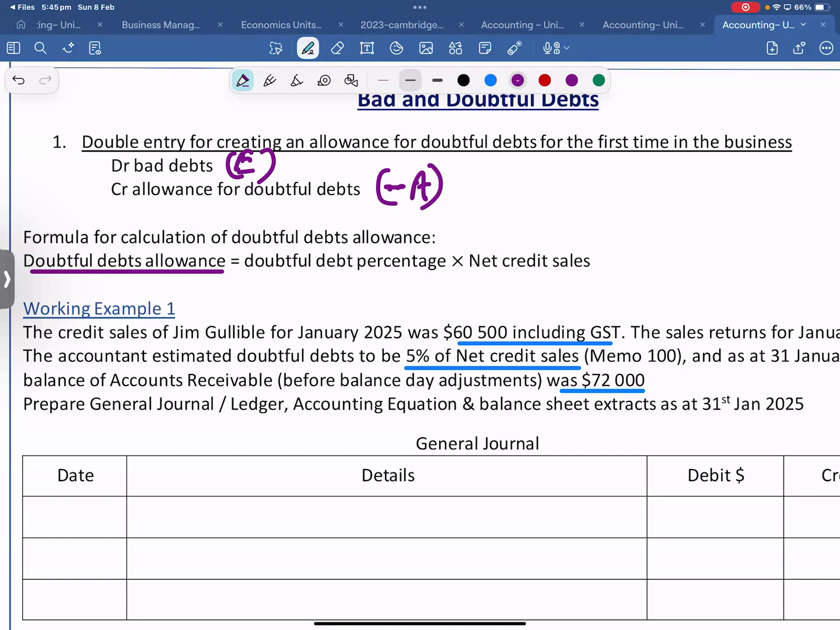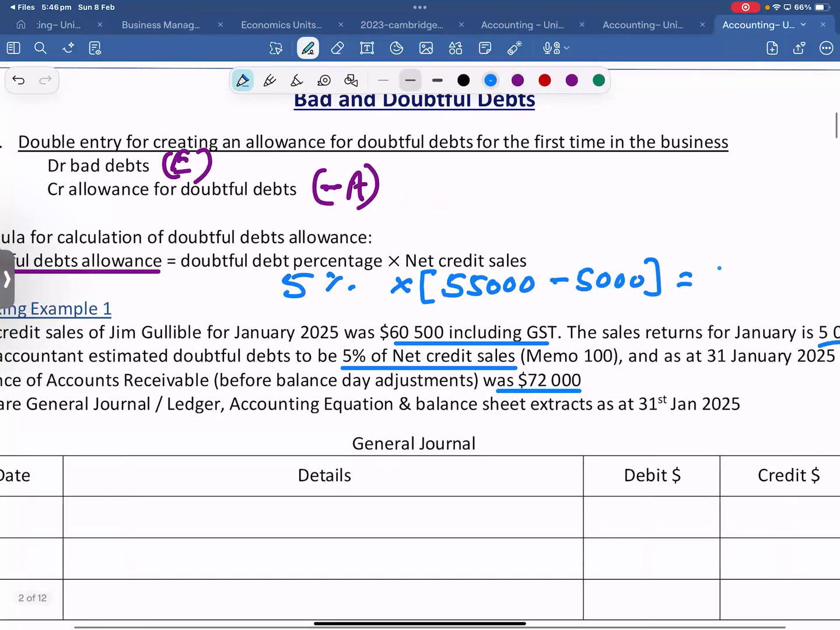Okay, guys. Now what do we do? What is the percentage? 5%. How much is the net credit sales? Yes, net credit sales. Anybody who doesn't know? How much is it, guys? 55,000 is the credit sales. Take away sales returns 5,000. So it is 50,000, and 5% of that is 2,500.